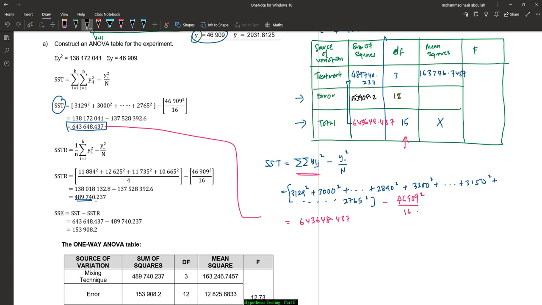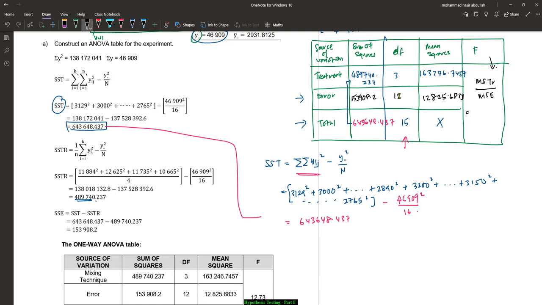So then we need to calculate mean square. Mean square error means that the sum of square error divide by degree of freedom for error. So 153908.2 divided by 12. It should be equal to 12825.6833, right? So once you already get the value of mean square treatment and mean square error, we can calculate the F value, which is the mean square treatment divided by mean square error.